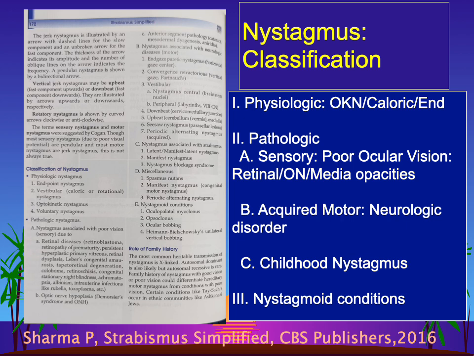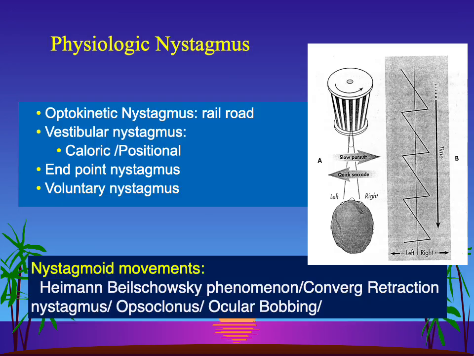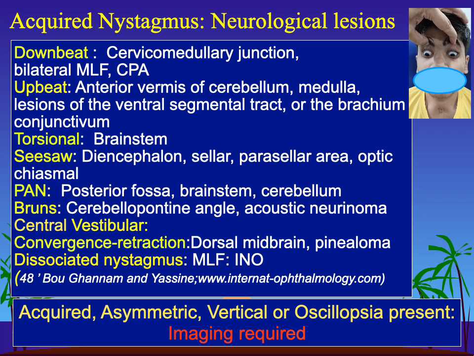Nystagmus is usually classified as physiologic, pathologic, in which we have the sensory, acquired motor, and the childhood nystagmus, and the nystagmoid conditions. The physiologic nystagmus is optokinetic nystagmus or the railroad nystagmus, vestibular nystagmus, caloric or positional endpoint nystagmus, and sometimes a voluntary nystagmus. The nystagmoid conditions are the Heman-Bielschowsky phenomenon, convergence retraction nystagmus, opsoclonus, and ocular bobbing. The acquired nystagmus usually has neurological lesions underlying it, and these should be kept in mind.